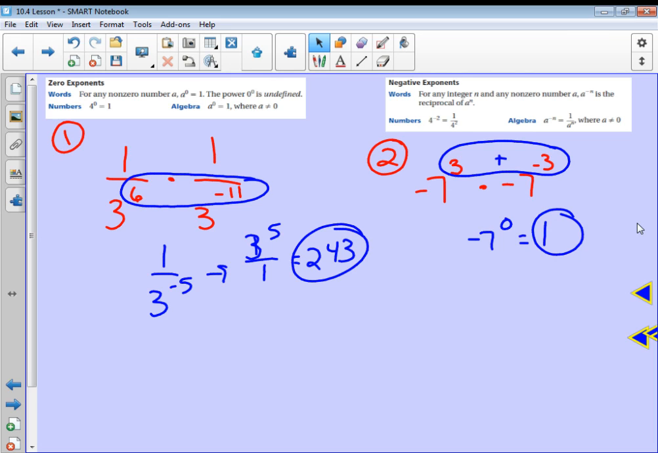Okay, so for your final answer, you should have gotten 3 to the 5th power, or 243, for the first one. And for the second one, you should have gotten negative 7 to the 0, which became just a 1.